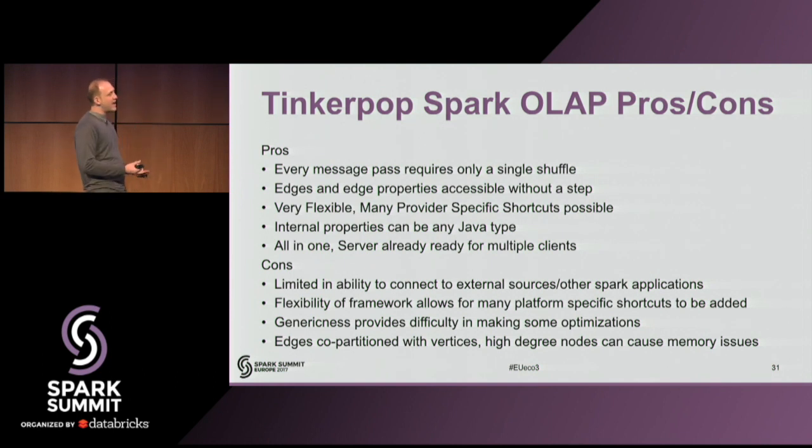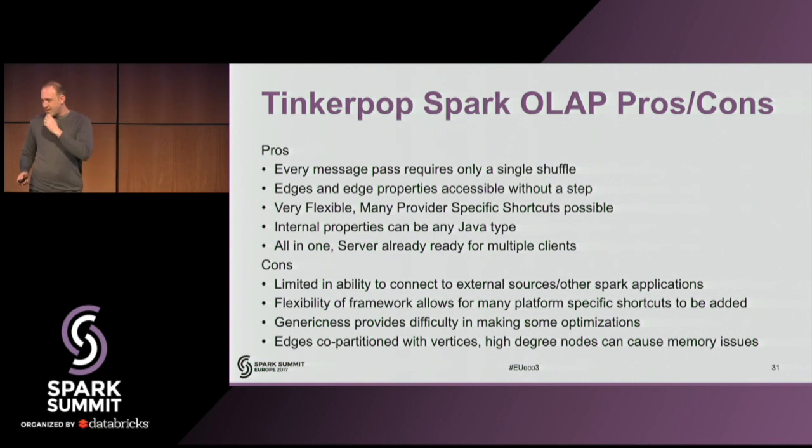But on the pro side, every single time you want to do a message pass, every time you want to send a message from one vertex to another vertex, it's only a single shuffle. So that's really a good deal if you're doing something that requires a lot of hops along your graph. Another thing is that it's very flexible. We have direct access to our edges and edge properties. So there are a lot of good things here.